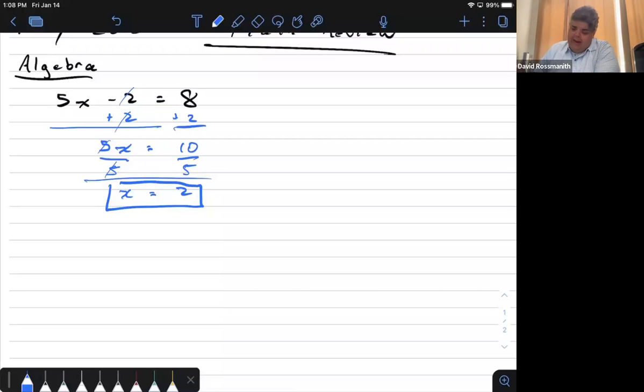So what do I do when I see this equation? I'll do it over here on the right side. 5x minus 2 equals 8. Same equation. Now what do I do when I see this?